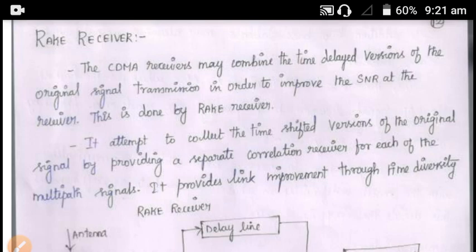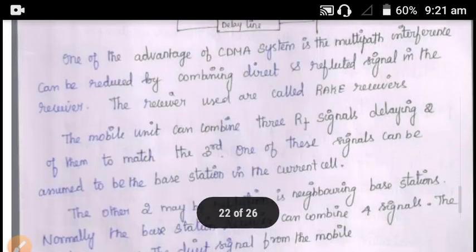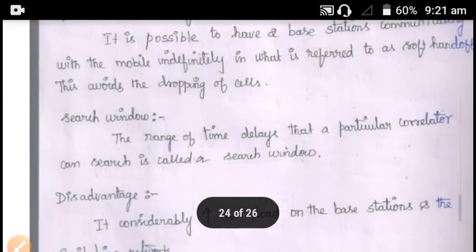So the next one is the rake receiver. Just study the rake receiver and write notes. You have to study it by yourself.